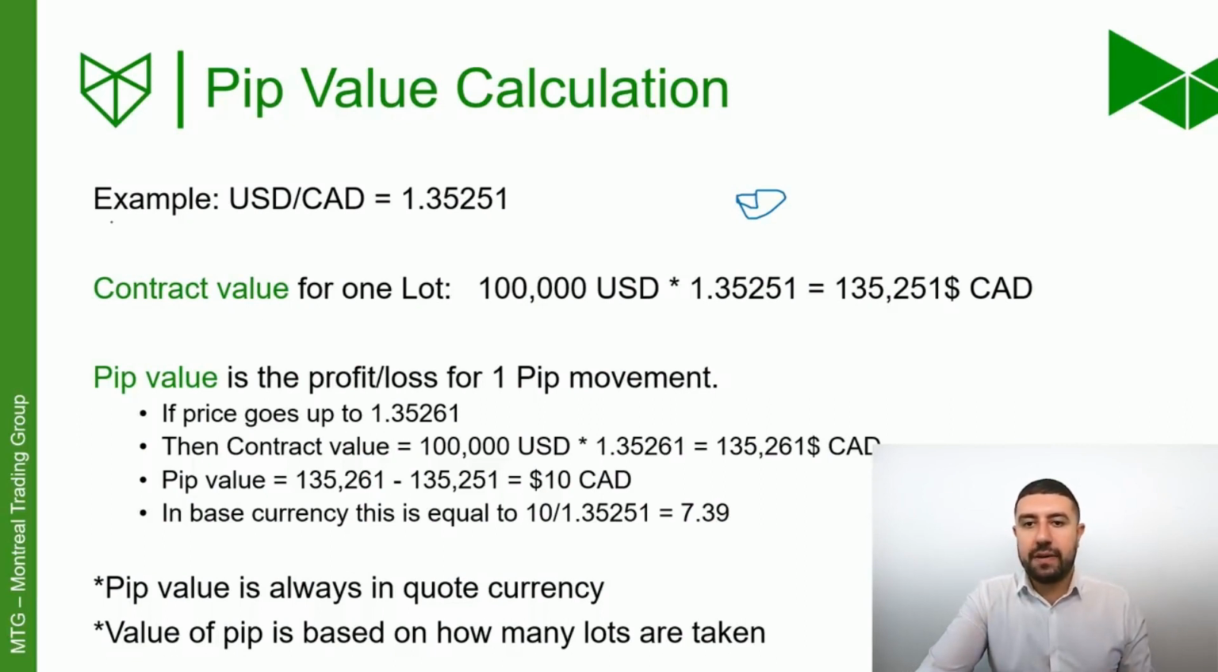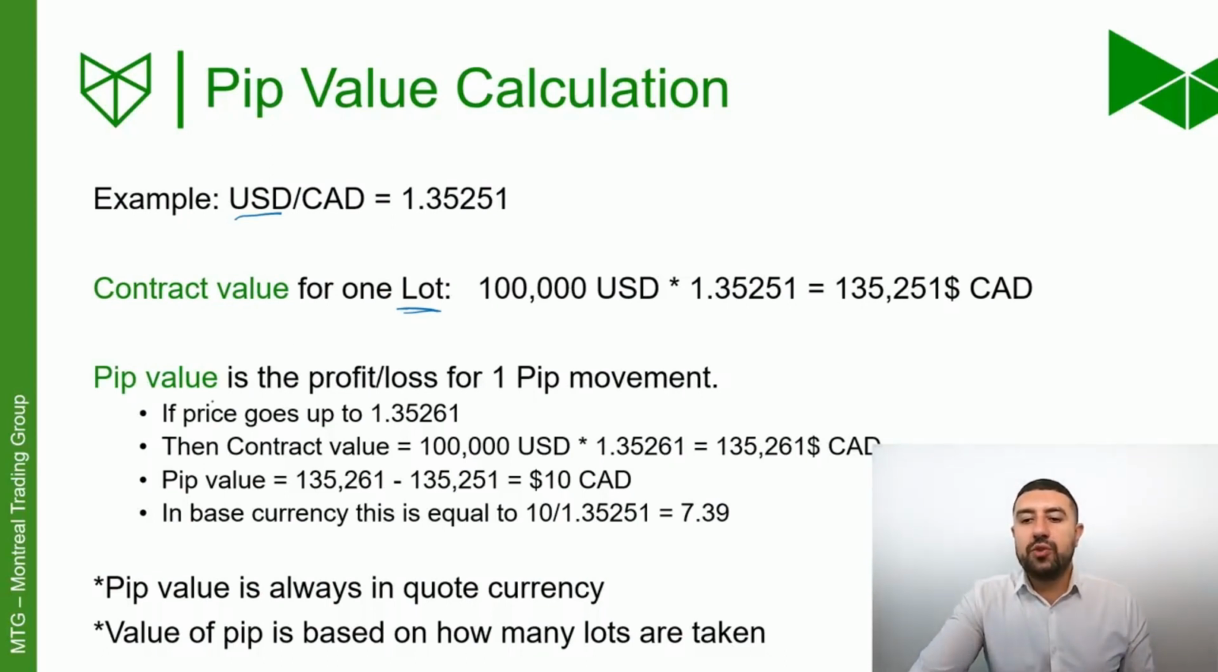For example, let's say you have USD CAD. So this is the current price of USD CAD. Now, how much would it cost us to get one lot of this? Well, we know that one lot here is going to be 100,000 of the base currency, which is USD, times 1.35251, which is going to give you 135,251 Canadian dollars. That's the contract value. That's how much it's going to cost us to get this one lot, right? And don't worry, we're going to talk about leverage in the next lecture, so you'll know that it's not going to cost you that much.